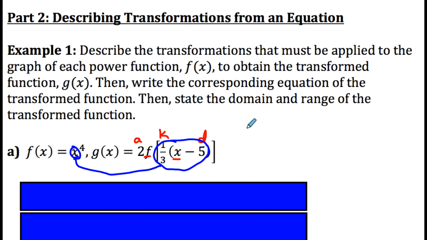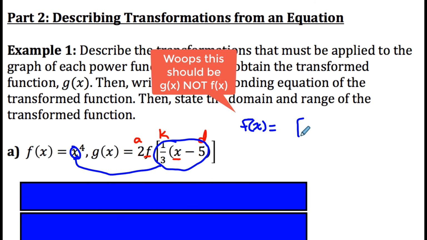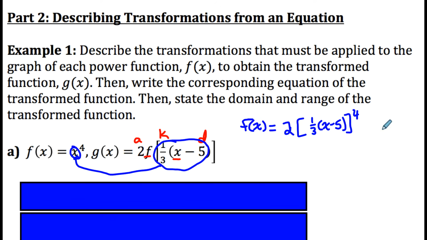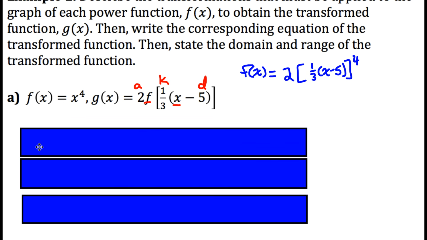So the transformed function is now a 1/3 times x minus 5 to the power of 4 instead of just an x to the 4. And don't forget the a value goes out front of the power, so a 2 goes there. So that's the equation of the transformed function, knowing that the parent function is an x to the 4 function. Now let's describe what those parameters a, k, and d are going to do to transform the function.